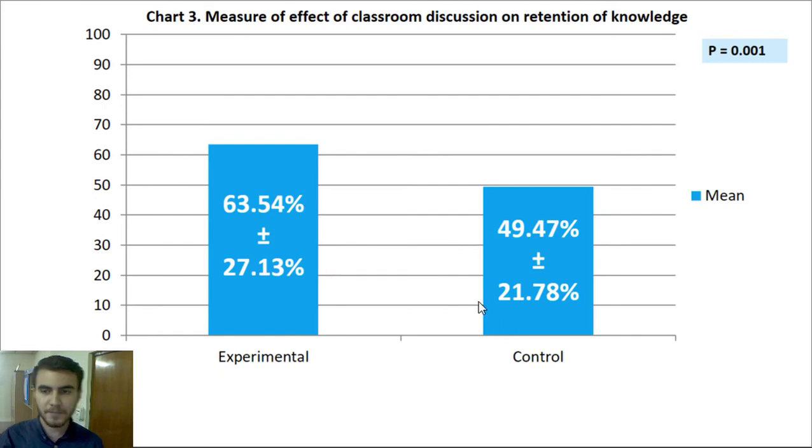And this is the main result of our experiment, measuring the effects of classroom discussion on the retention of the students' knowledge of the lecture that they were just given. We can see that there was a significant association between the experimental group and the control group, p-value 0.001. Experimental group was 63.54%. This was the result that they obtained in the 5 multiple choice questions. So this is the average result of the experimental group and the average result of the control group. We can see that there is a significant increase in the experimental group who underwent the discussion.